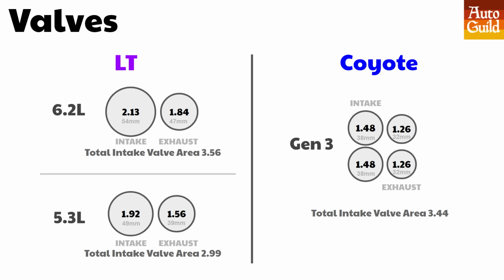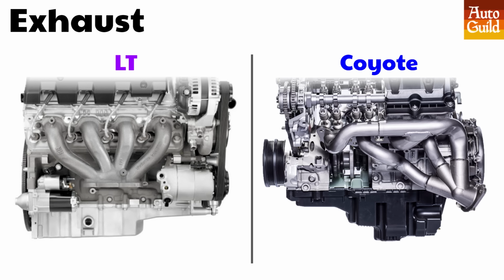So the LT has a larger displacement engine and therefore doesn't really need an exhaust manifold designed for torque. So it has more of a full-length style header. It's obviously not a full-length style header, but you know what I mean. And as we talked about in my header video, full-length headers tend to give you more high RPM horsepower.